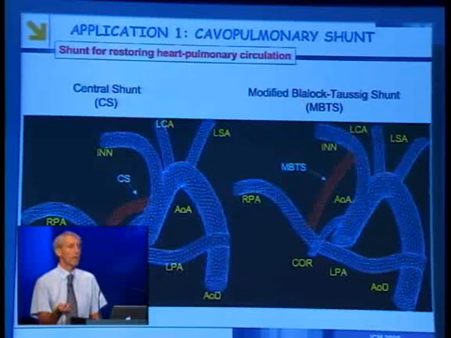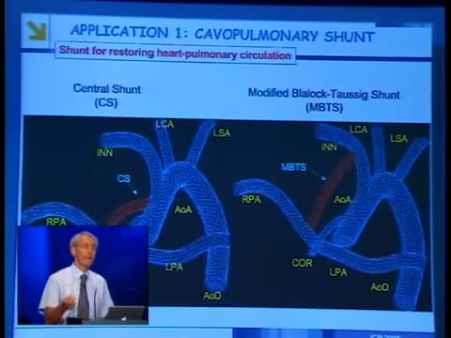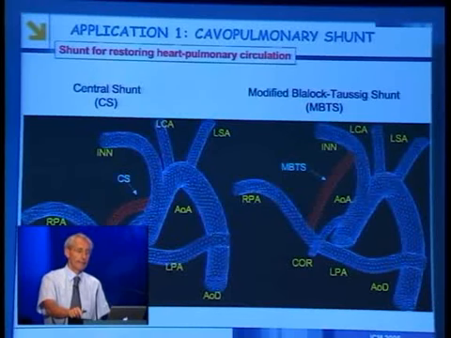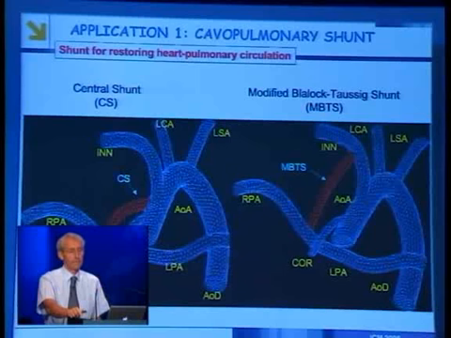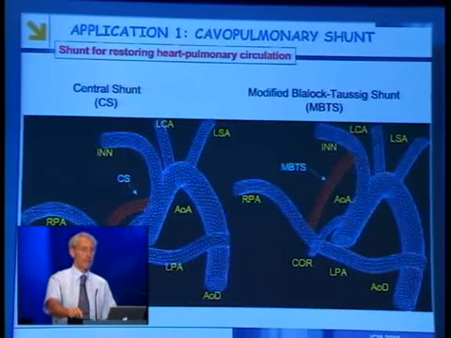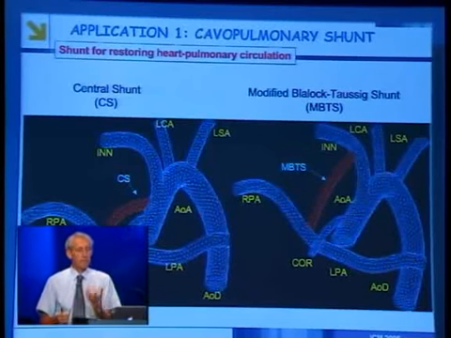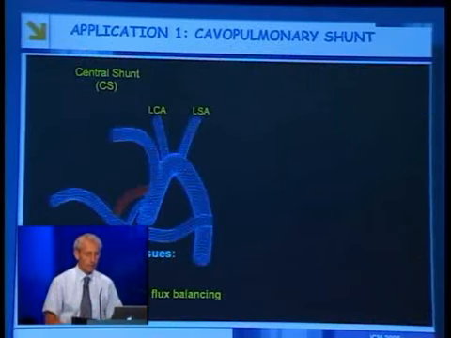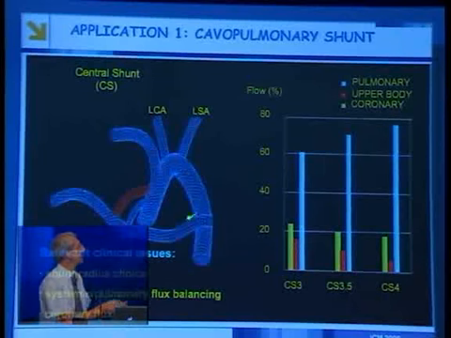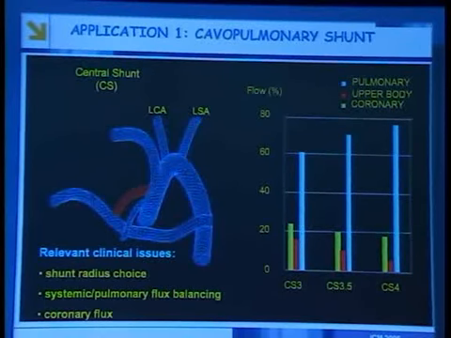So the obvious question is which one performs better. And as you can imagine, this is a fluid dynamics problem. The second question is the following one. Assuming that it is clear that one is better than the other, how can you shape this CS or MBTS in an optimal way in order to make sure that not only you oxygenate the blood, but you make sure that you keep irrigating the other parts of the body, the brain, the coronaries, the lower part of the body. So you have to end up with a kind of flow conservation and flow redistribution of blood, in order to guarantee that all vital processes in our body would keep working properly.